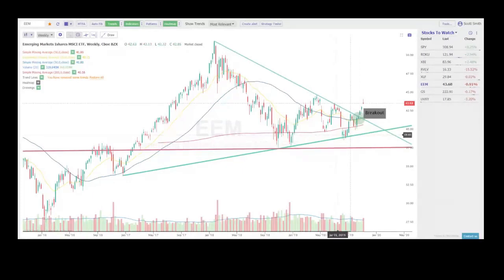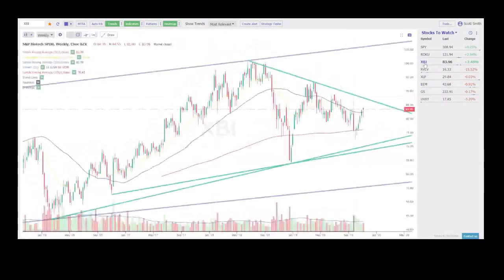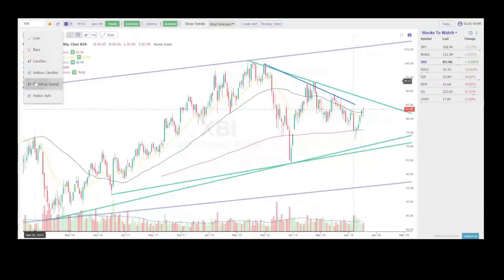Another one that we do trade fairly often, swing trade positions, is the biotechs. I like LABU. That's my personal preference.